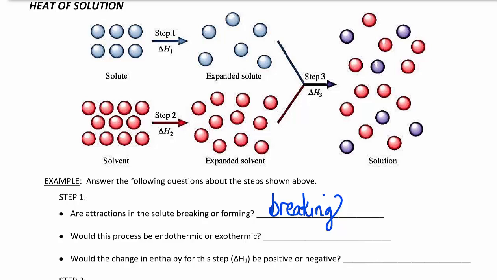Now if you're breaking bonds, you should think it takes energy to break. So if it's going to take energy, it's going to be endothermic. Would the change in enthalpy for this step, delta H sub 1, be positive or negative? If you're adding energy, then it will be a positive delta H.